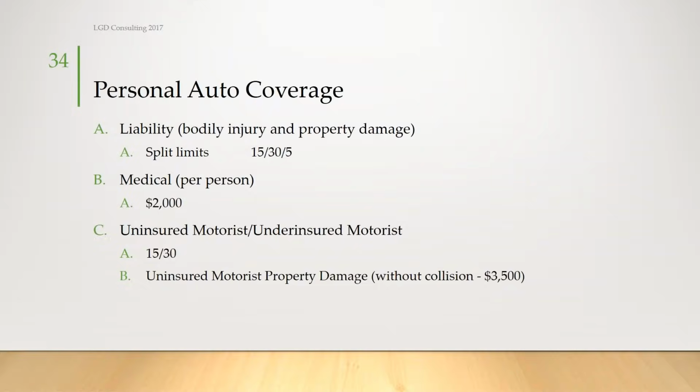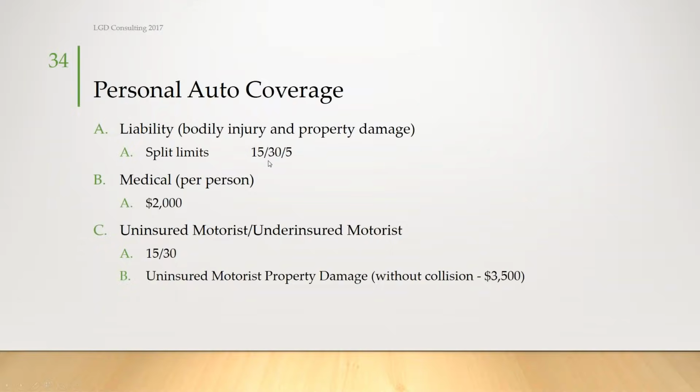Personal auto coverage. Now, I'm using California. I may have some people from other states on the webinar here, but in California, we have split limits, and the minimum liability to register a car in California is 15, 30, and 5. The first two numbers cover the people. What this means is we will pay a maximum of up to $15,000 for any one person in an auto accident, and a maximum of $30,000 for all people in the accident that you caused.